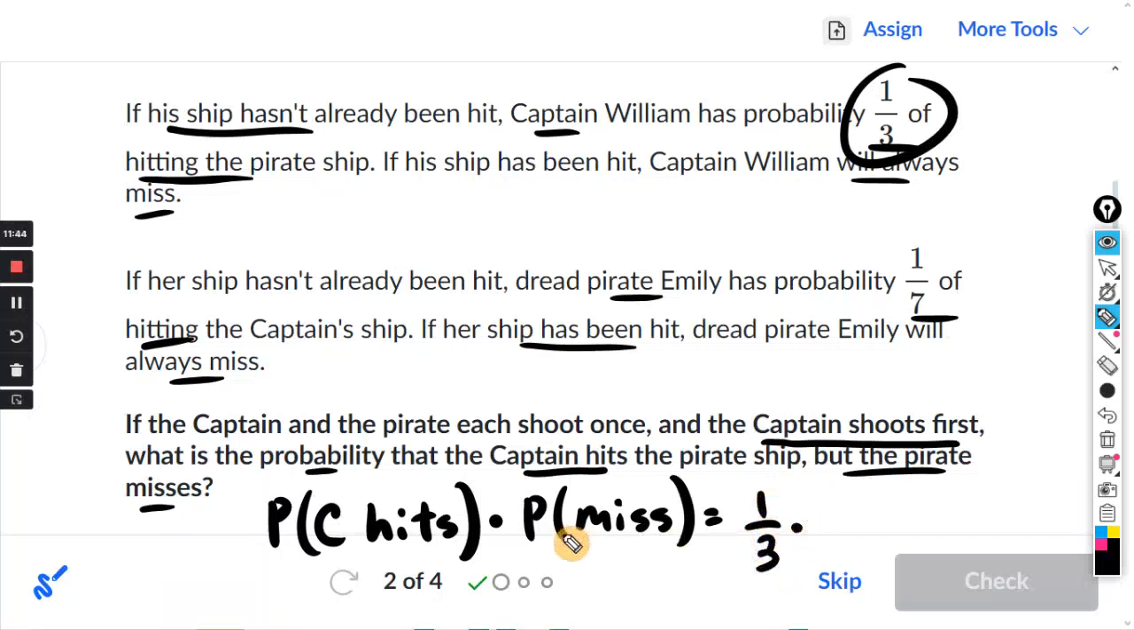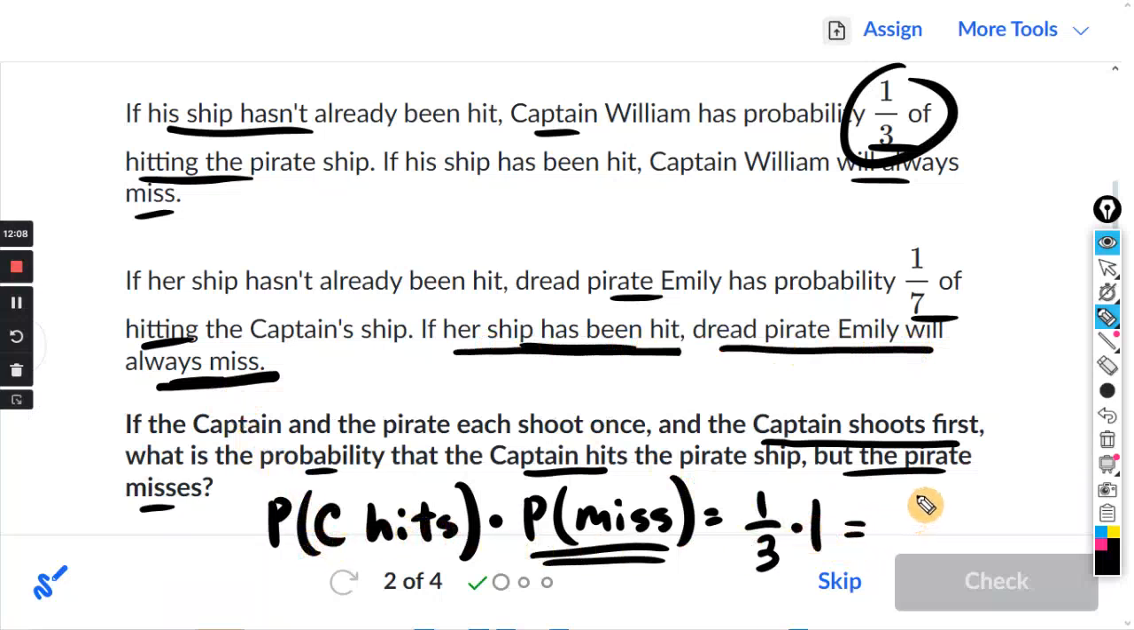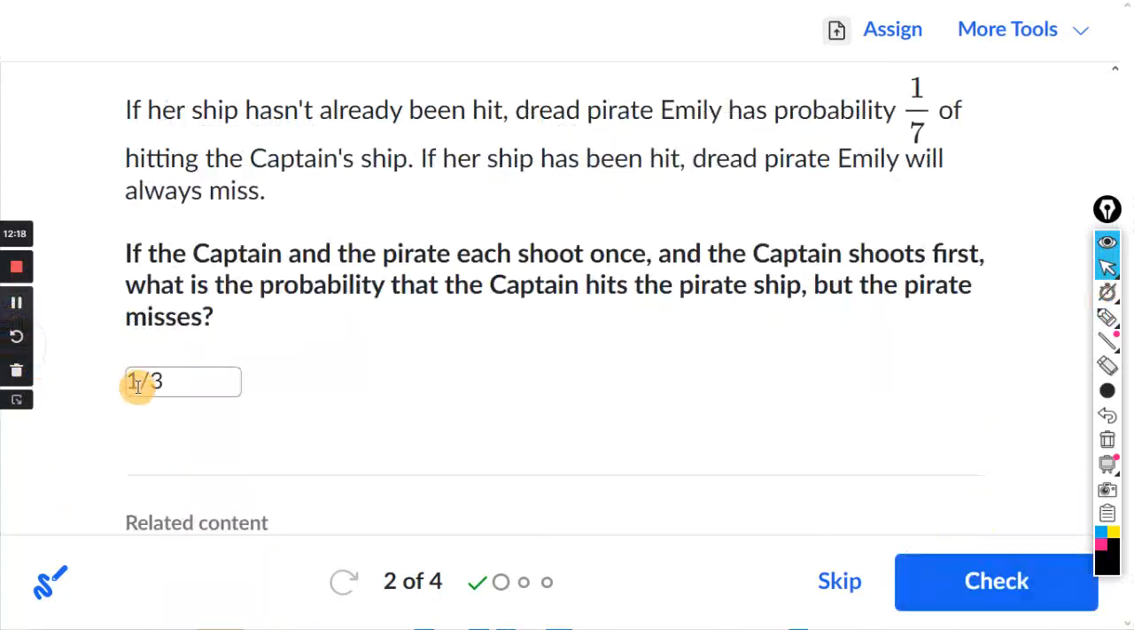And the pirate misses. Remember that the captain shoots first and the captain hits. And it says if the ship has been hit, the dread pirate will always miss. So the probability that the pirate misses is guaranteed. It's a 1 or 100%. If the ship has been hit, the pirate always misses. And we said the captain hits. So 1/3 times 1 is just 1/3 or 1 out of 3. All right, so 1/3.